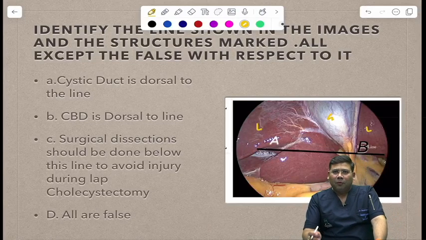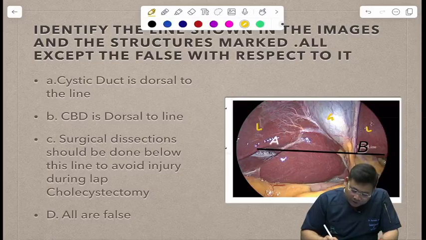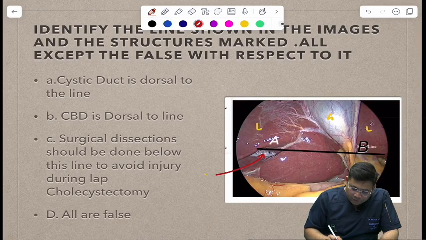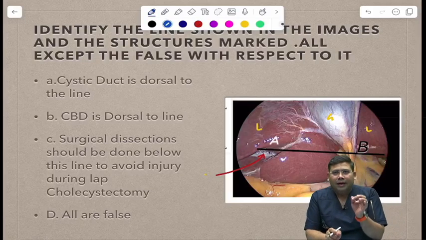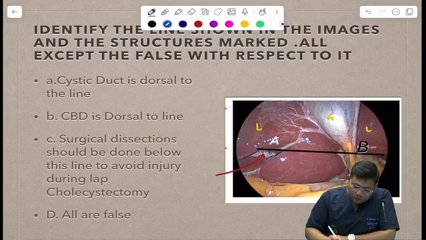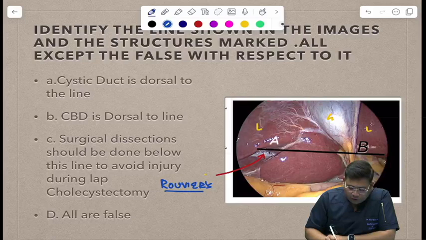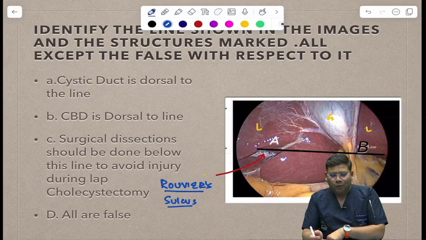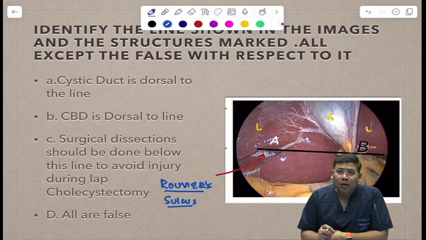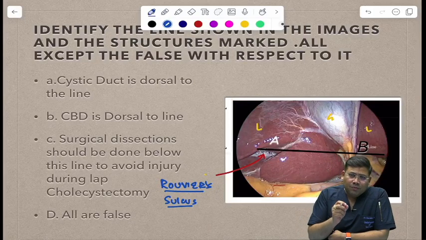So what are the important things that I am looking at? The structure marked as A, what is this structure? Remember, this is what is known as Rouviere's sulcus. Whenever we talk about Rouviere's sulcus, it may be an open type, a split type, or a closed type. So this is an open Rouviere's sulcus, which is the most important crucial landmark before we start with the dissection of the critical window of safety.